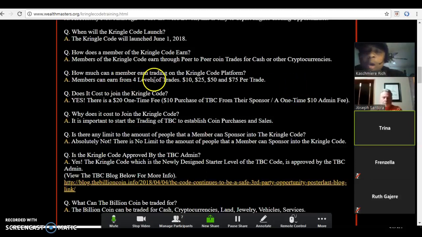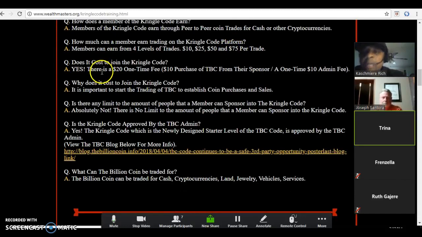How much can a member earn trading on the Kringle Code platform? Well, this is pretty cool. Members can earn from 4 levels of trade: $10, $25, $50, and our final and highest level of $75 per trade.